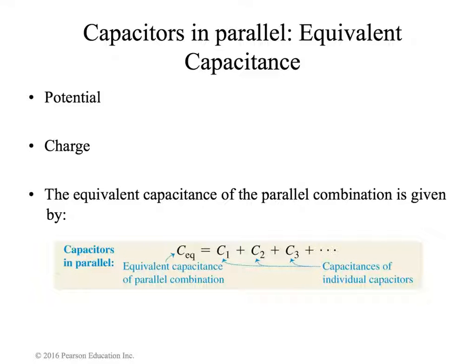And so we can summarize our rules: the potential across the two capacitors, or more if we need it, is the same as the potential across the battery that they're connected to. The charges across the two capacitors add to the total charge, and the equivalent capacitance can be found by simply adding the capacitors together. So when we have capacitors in parallel, the equivalent is bigger than any of the individual capacitors.